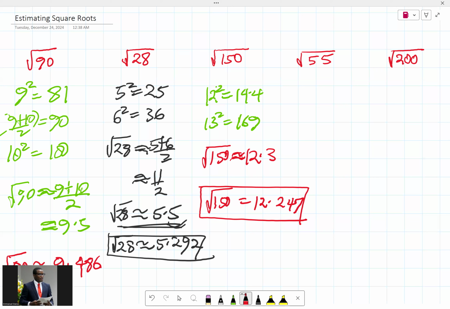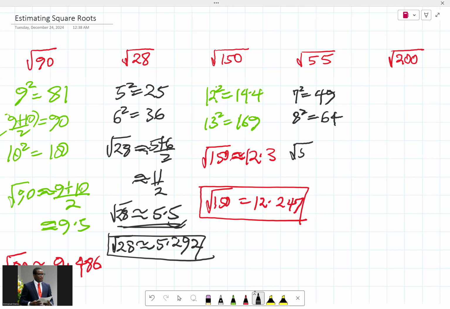So let's go for the next one, the square root of 55. Now, looking at 55, the closest perfect square to 55 is 49, I believe. That's 7 squared. And then you have 8 squared, that is 64. If you look at 55, 55 is just 6 away from 49, whereas it is 9 away from 64. So it's not exactly in between, but it's not as far away as the previous situation we considered.